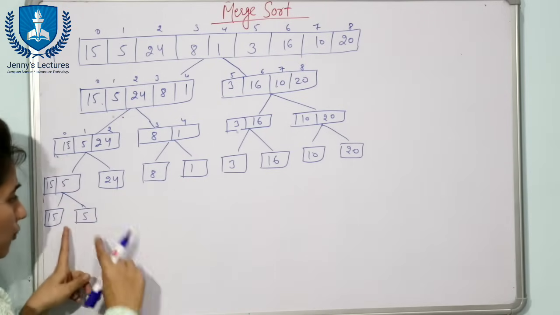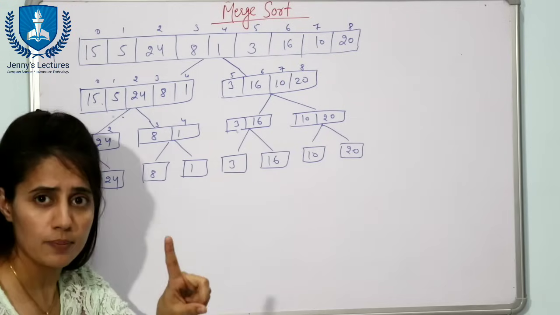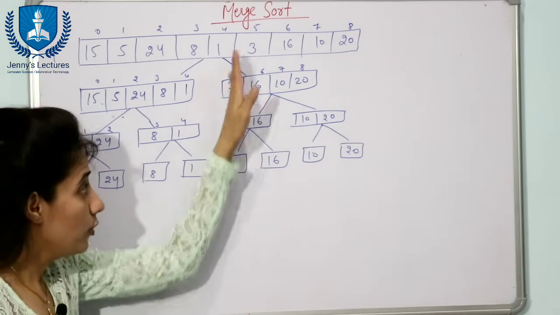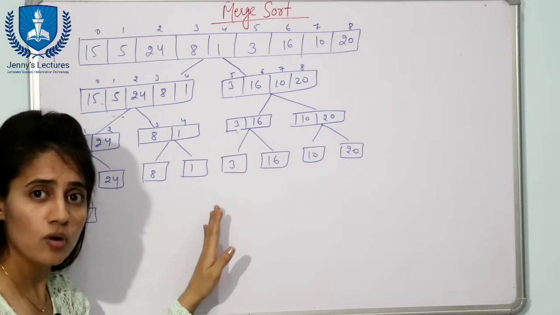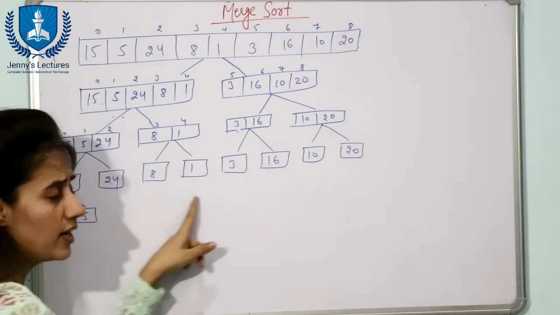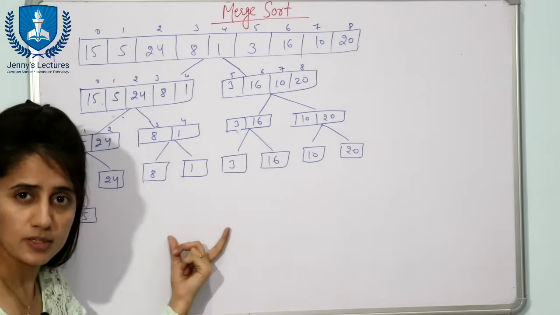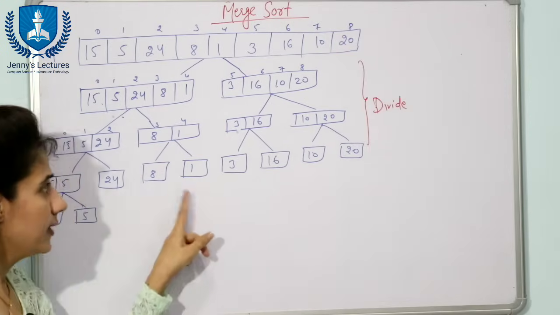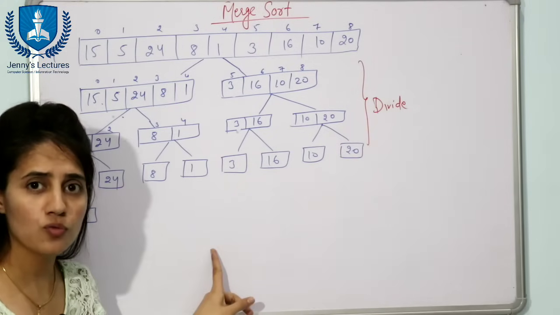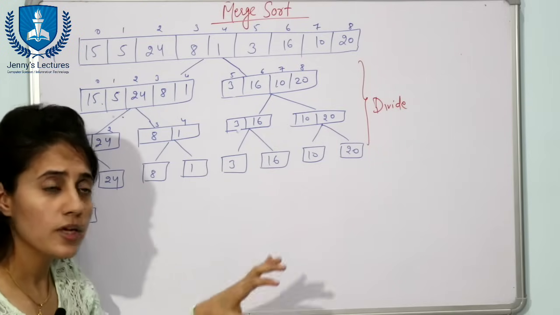Now we cannot further divide these sublists. Why so? Because each sublist has only one element, and that is the condition. You have to stop dividing. You keep on dividing the sublists until each sublist has only one element. Now the second step is to merge these sublists. The first step, dividing, is over. Now the second step is merging. If I write down the algorithm, how will you write it?